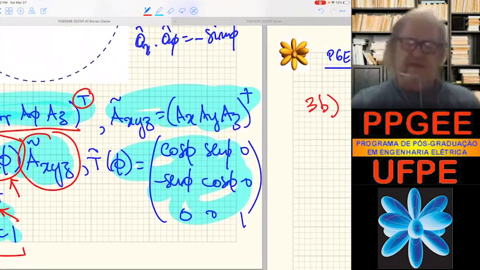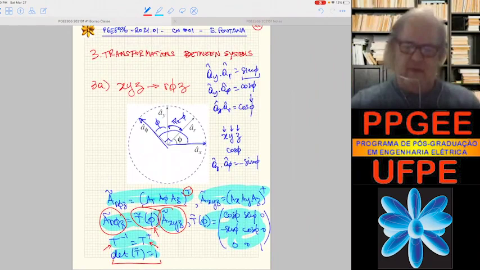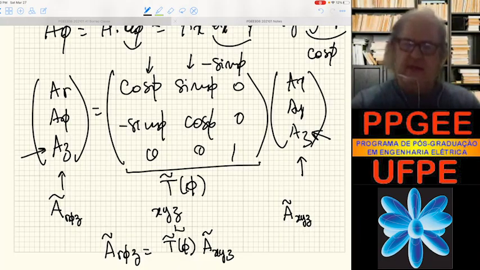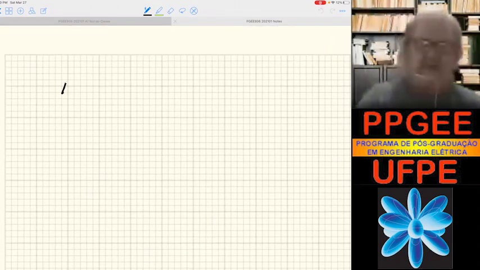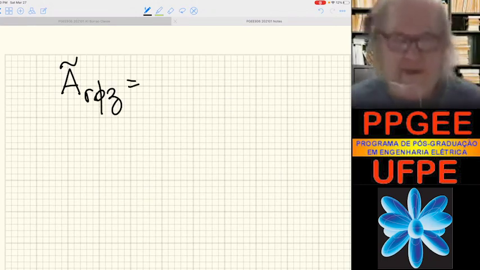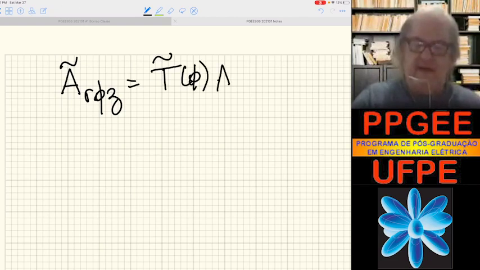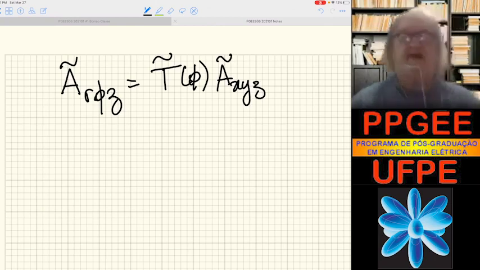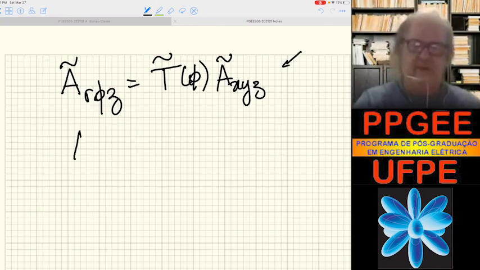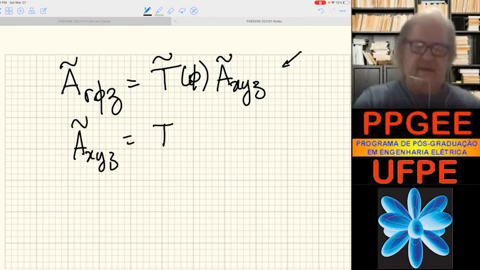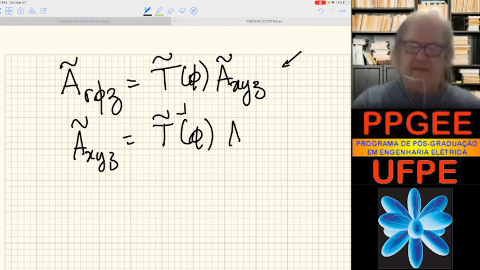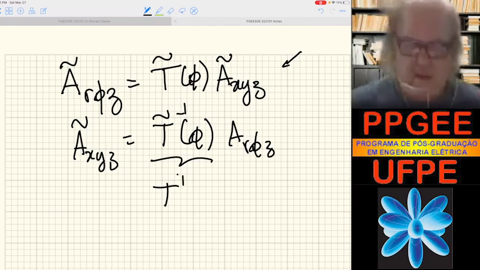So to find the inverse problem, it's not shown here, but let's do it here. If you want to go from the XYZ system to the R phi Z system, you do this transformation law here. If you want to go the other way, just apply the inverse transform, right? So we have T to the minus 1, A, R phi Z. But by the way, this is just easy to calculate. You don't even have to worry. It's just the transpose of T of phi.